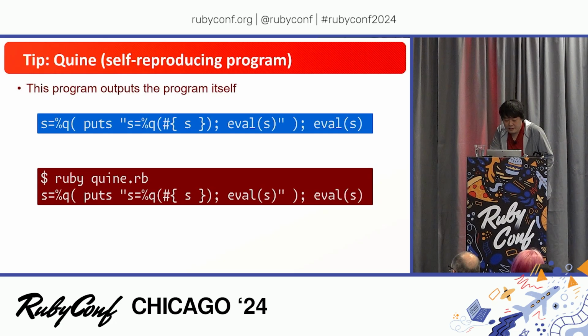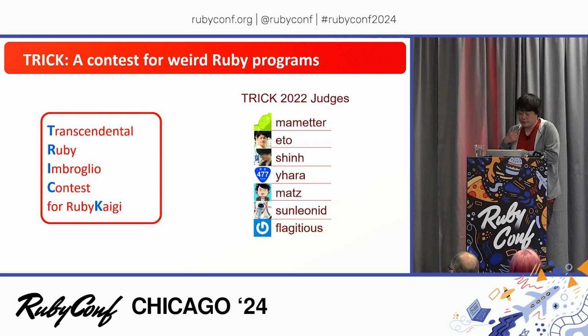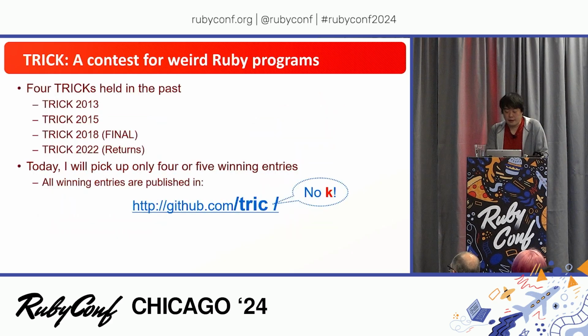Okay. Now, I will show you the winning entries of TRICK. TRICK is a programming contest for weird programs held irregularly at RubyKaigi, the Ruby conference in Japan. TRICK is looking for weird programs, and the seven-member panel of judges, which includes me and Matz, evaluates and selects good, weird, and interesting programs to award. TRICK has been held four times so far. Today, I will introduce four or five of the past winning entries. Other works are available on GitHub, so if you are interested, please take a look later.